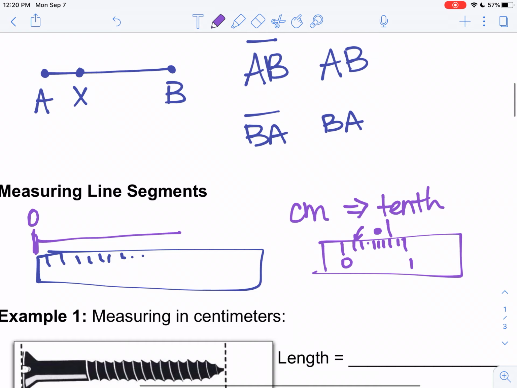If we're dealing with inches, depending on your ruler, each little dash might indicate 1/8 or 1/16 of an inch. Just make sure that you check out how many little dashes you have broken up per inch.